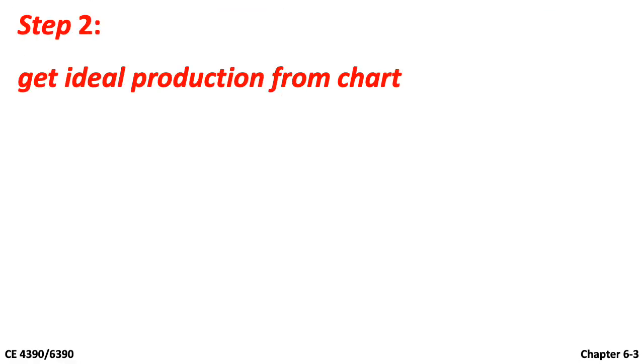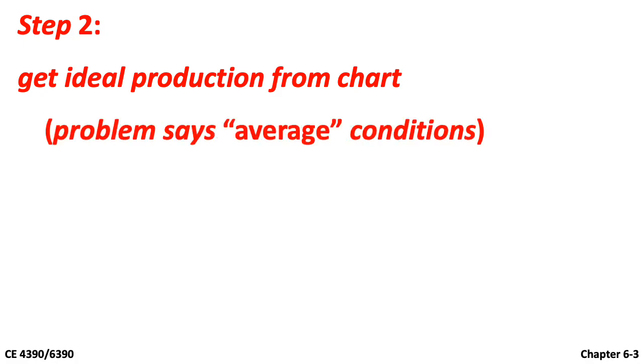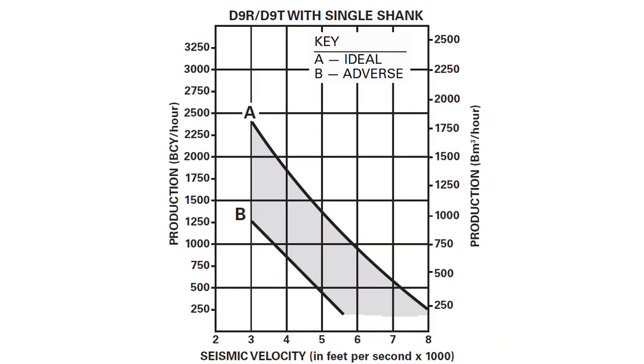Step 2. Get the ideal production from the chart. Remember, the problem says average conditions. This is the performance chart for D90 dozers from the Performance Handbook. With the velocity of 6,000 feet per second, the maximum production rate would be about 1,000 cubic yards. The minimum would be 250 cubic yards, corresponding to the bottom edge of the gray area. Since the condition is average, let's use 500 bank cubic yards per hour.